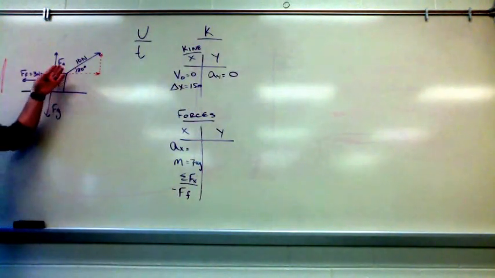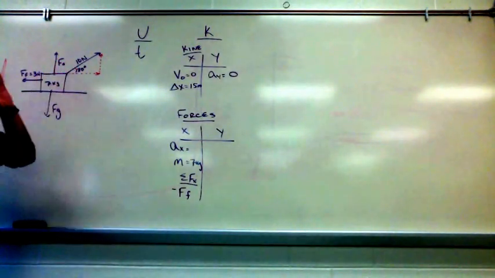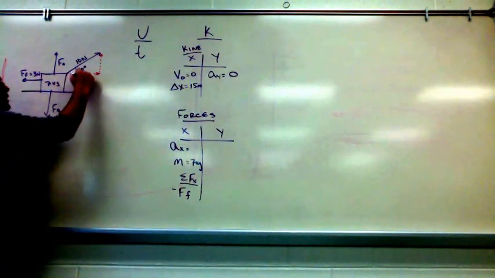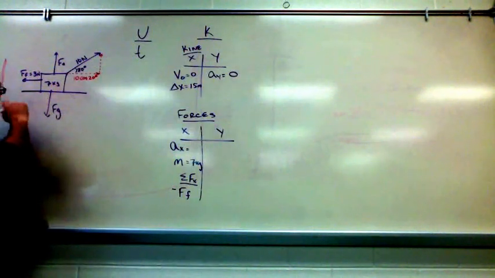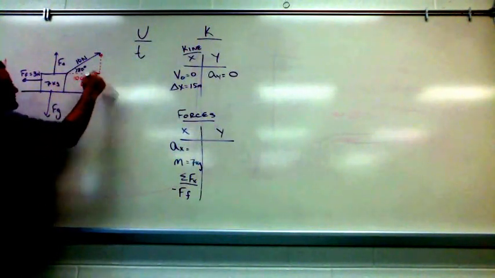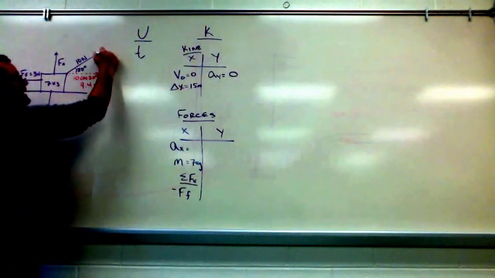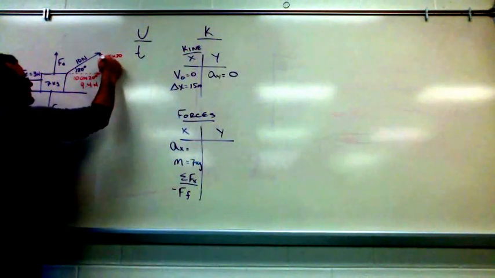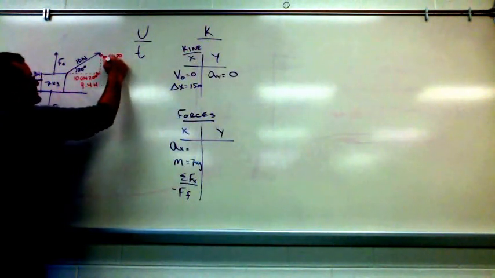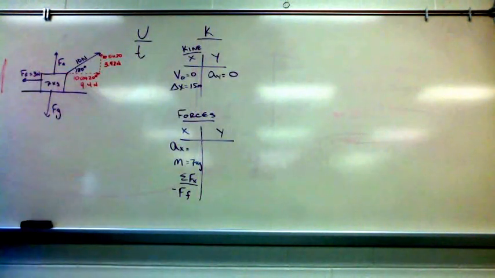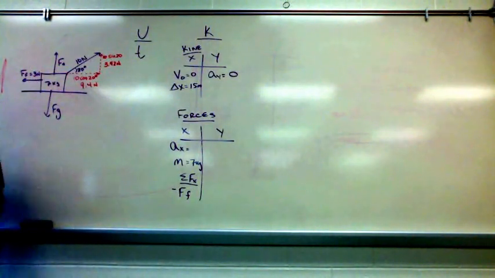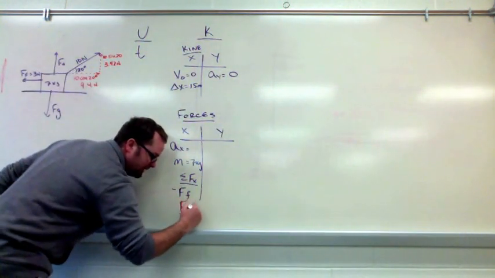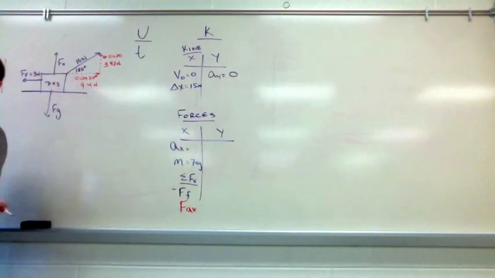So one thing I could do is break this up in terms of the vector components. And so I could go 10 times the cosine of 20 degrees, and I think that turns out to be 9.4 newtons. And then this one I could have 10 times the sine of 20 degrees, and that turns out to be 3.42 newtons. Just kind of guessing on those ones. But now that I have that, I know that there is an applied force in the X direction.